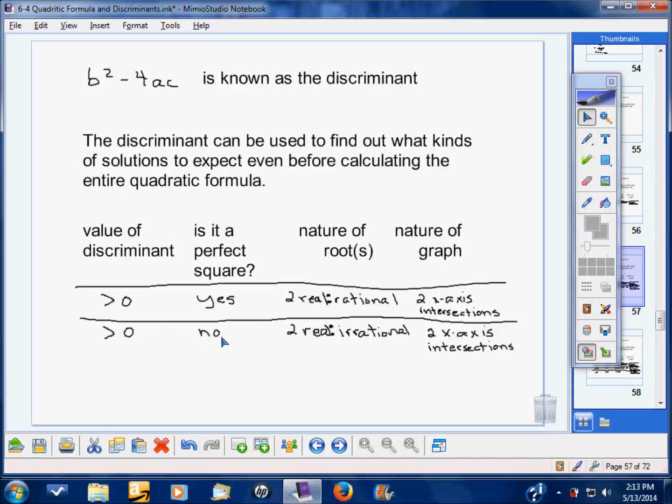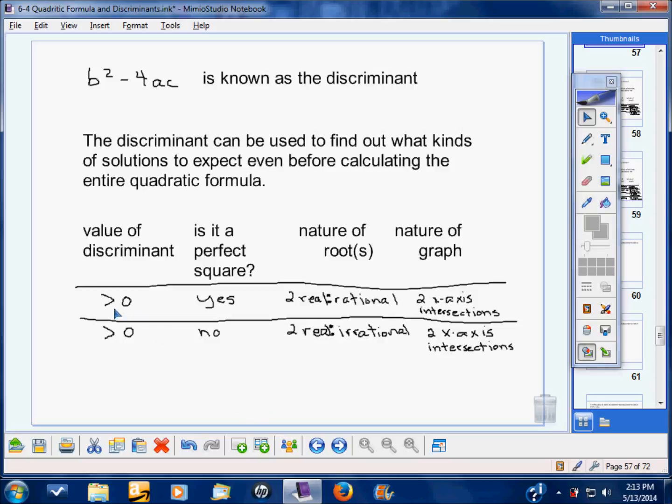So if it's not a perfect square and it's still bigger than 0, that means you get two real irrational roots. And once again, it crosses the x-axis twice. Okay? Now, on your test or quiz, and I'll show you in a minute some examples of these, you calculate the discriminant and then you give the nature of the roots. You use this chart to figure it out.